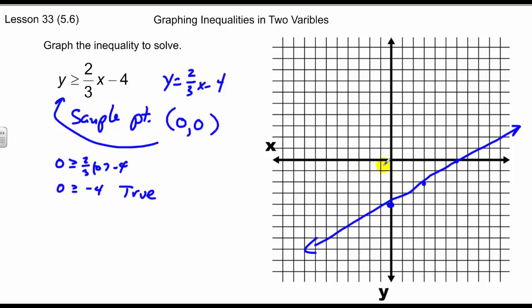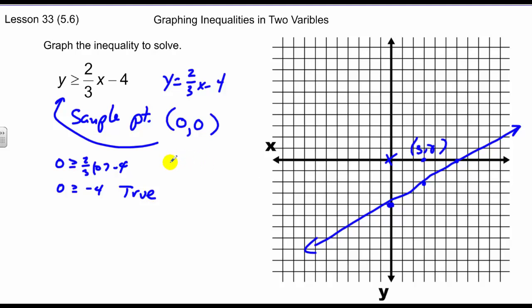So what that tells me is that this sample point of 0, 0 is in my solution region for this inequality. So if this is in my solution region, every point in this area is in my solution region. I can check another point just for fun. Here's a point 3, 0. Let's plug that in, and see if that works as well.